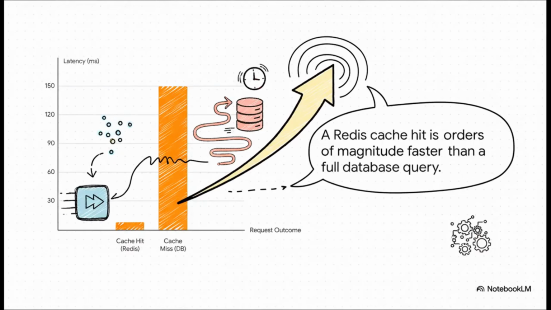And the performance impact here is just staggering. A cache hit from in-memory Redis might take just 2 milliseconds. But a cache miss that has to go all the way to a database, that could be 150 milliseconds or more. We're talking a performance improvement of almost 2 orders of magnitude. At scale, that is absolutely massive.